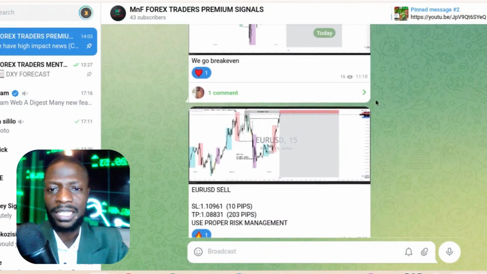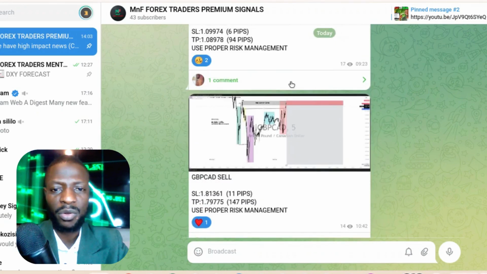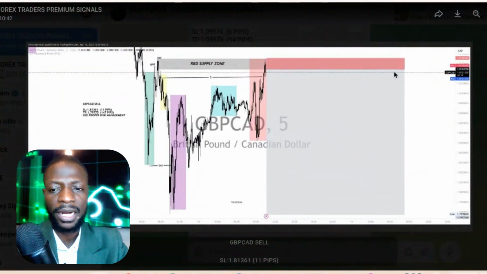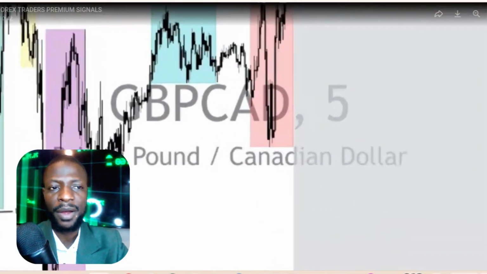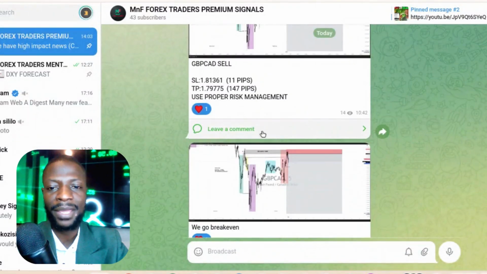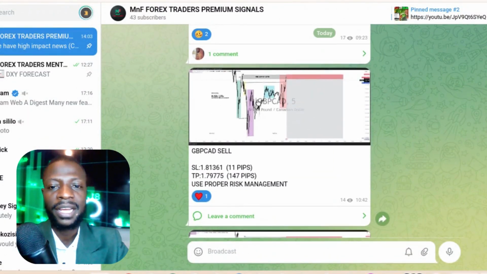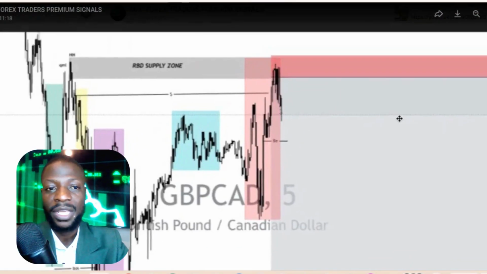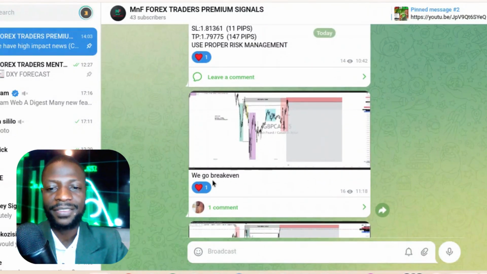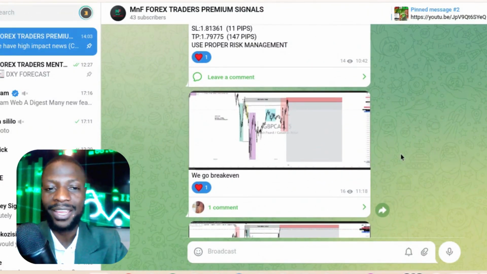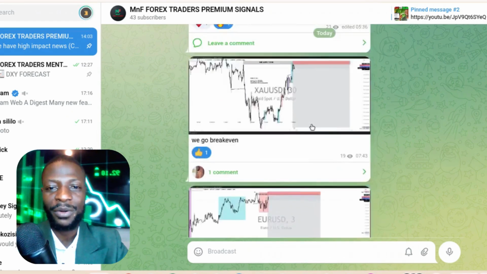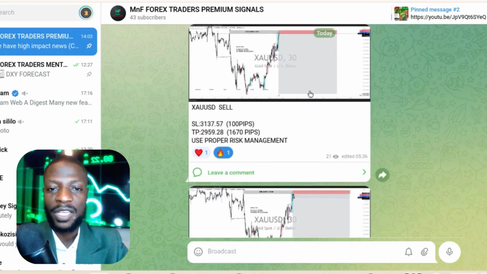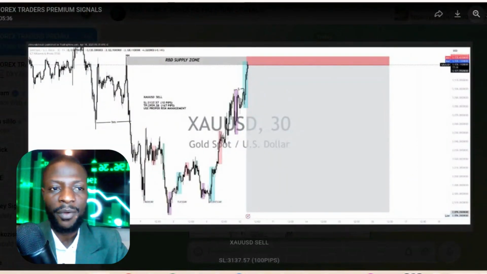Today was a tough one. We had a nice trade also on GBP/CAD right here. Beautiful setup. However, this also ended up becoming a break even, because once the market came here, we entered, we saw the market move in our direction. We asked the community to go break even, and then the market came to our break even. And then another one was actually on gold, which I shared also on Facebook.